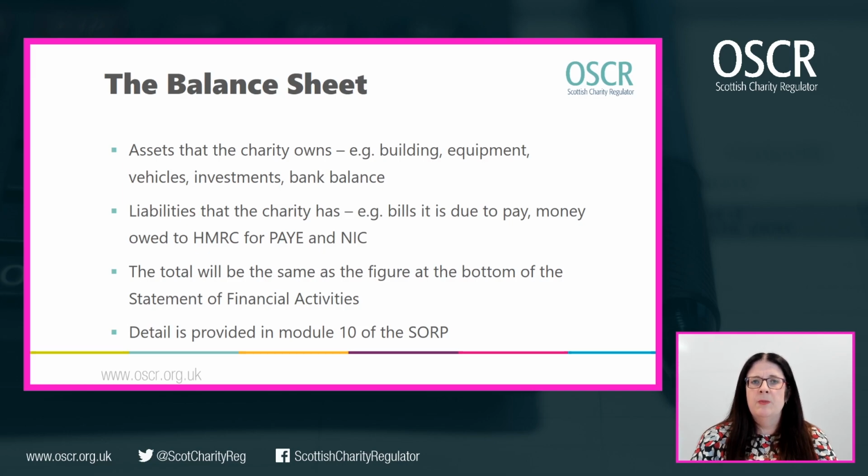In your liabilities, you might also have a bill for money that you're due to pay over to HM Revenue and Customs after the year end. That might relate to PAYE or national insurance contributions that you've deducted from your employees' wages before the year end, but you haven't paid it over until after the year end.